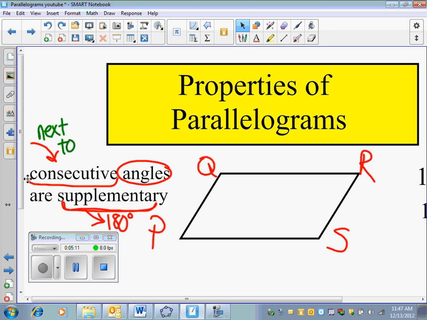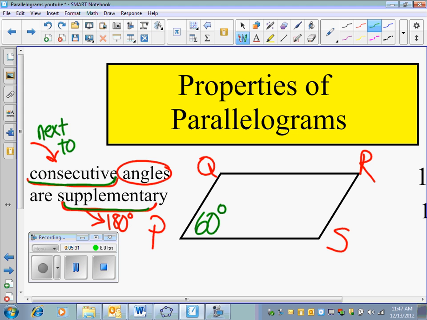Next to. So, what is next to angle P? What is right next to angle P? Well, angle X is next to angle P. So we're going to say that angle P is 60 degrees. So this states that consecutive angles, which are angles right next to each other, should be supplementary.